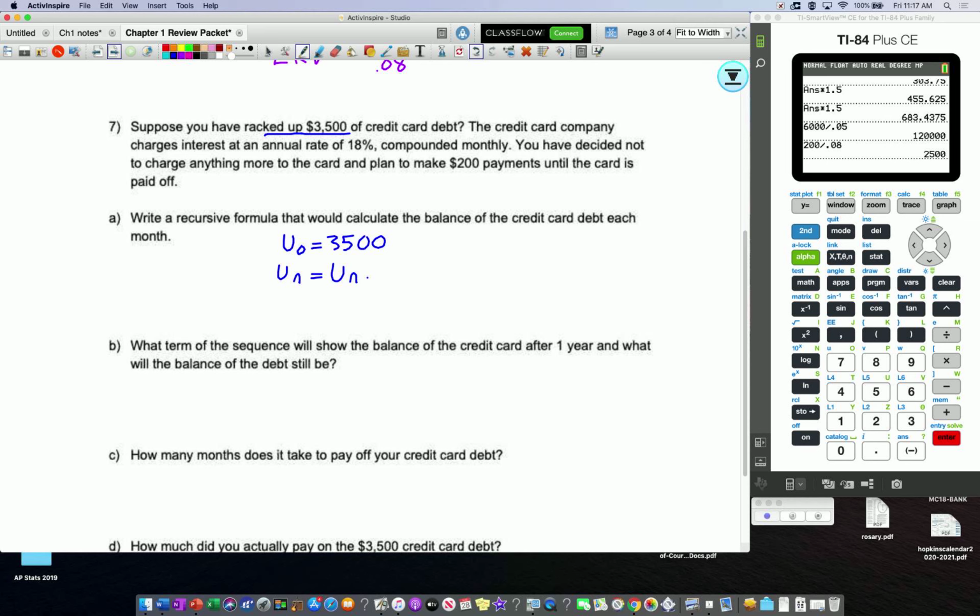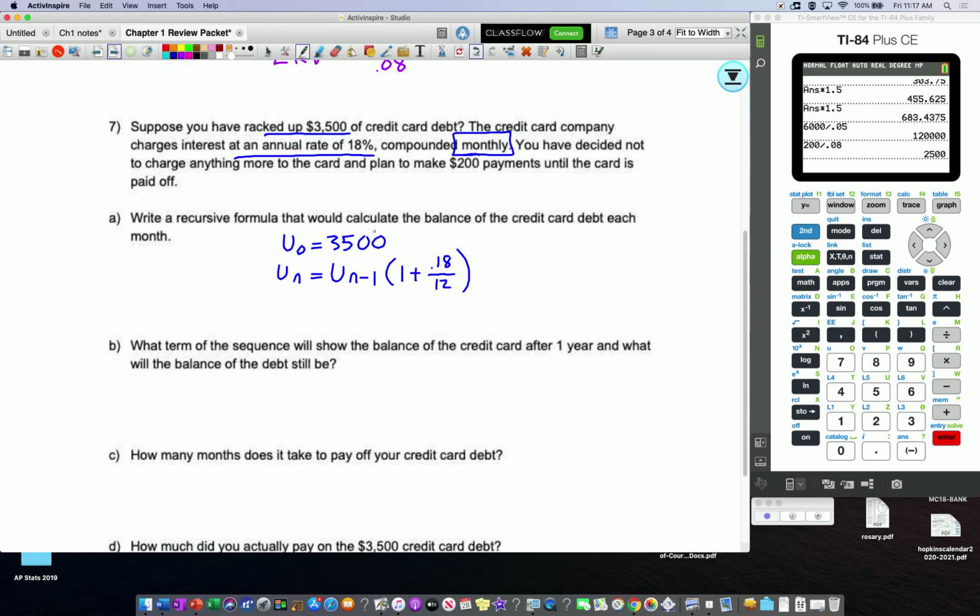So then U sub n equals U sub n minus 1 times... remember, they add the interest rate. So this one, unlike the previous one where it was minus and plus, this one's going to be plus and minus. So it's 1 plus the 18% interest. But remember that it's done monthly, so that gets divided by 12. Don't forget that piece. Otherwise, you're going to have some issues with this problem. You're going to say, why is it going up so fast and I'm never paying it off?